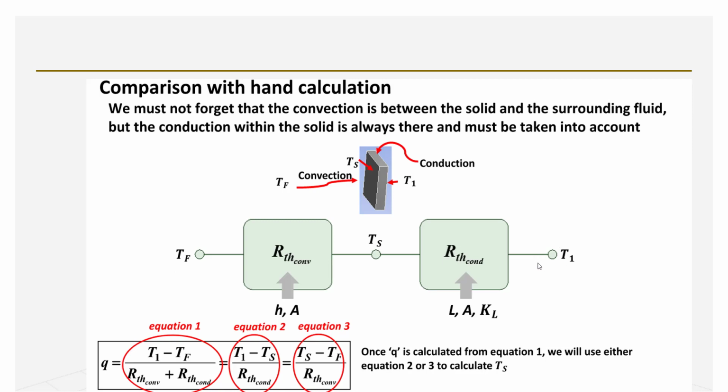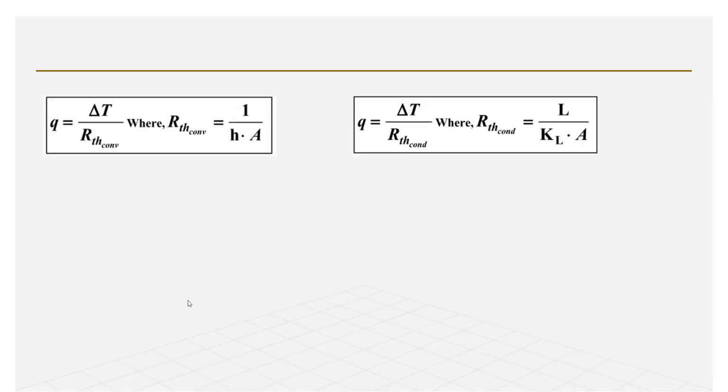T1 here we know is 20 degrees Celsius. So we can find out the thermal resistance at any point. Let's find out the surface temperature, as we have to compare the surface temperature with the hand calculation. Let's first find out the thermal resistance due to convection and the thermal resistance due to conduction. This is the formula for thermal resistance due to conduction and convection. You have already studied it in your engineering. So let's find out the value.